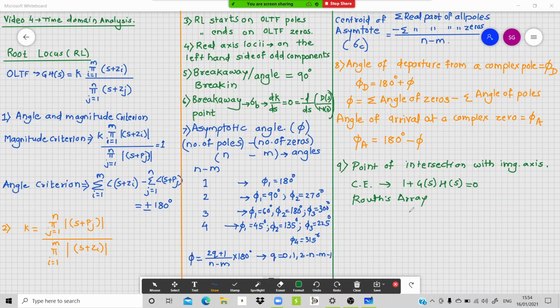When you go for the Routh array, you will find that some terms in K you are getting, because G will always have some K. Those terms, when you are talking about intersection with the imaginary axis, you equate to 0. Whatever value of K you are getting, that will be the value of K when the intersection is there. You solve the auxiliary equation, just above it, whatever equation you are getting, and you will get these values of the poles. Okay, so these are the formulas.